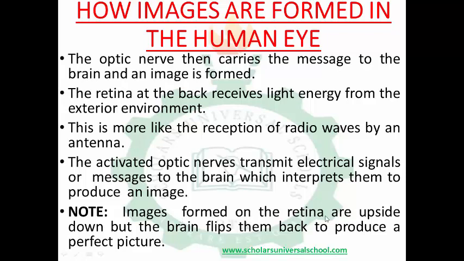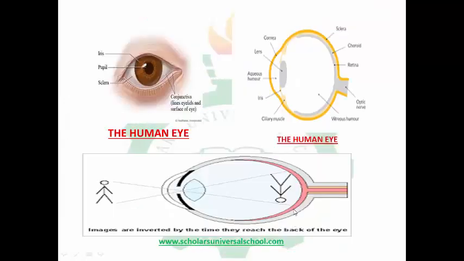Images formed on the retina are upside down, but the brain flips them back to produce a perfect image. So just know that the images formed on the retina are always inverted, but the brain flips them back to produce the perfect picture.